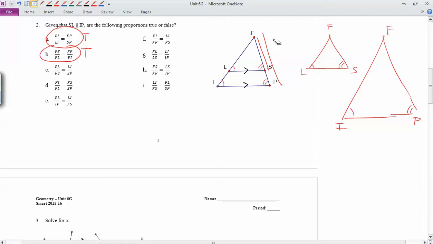Okay, so let's look at the next one. Part C says FL over FL over FS. Is that the same as this little part over that little part? And that one is also correct. That should feel like it should make sense, which it does. So this one's also true.